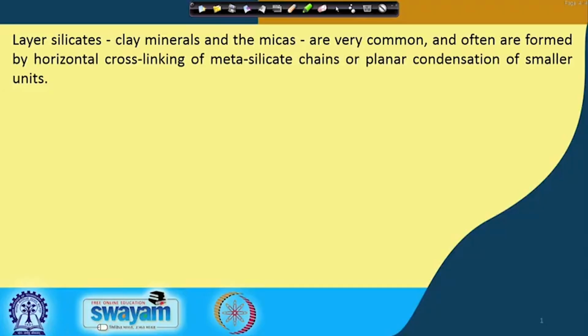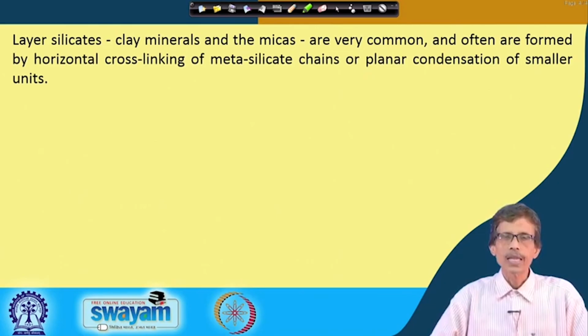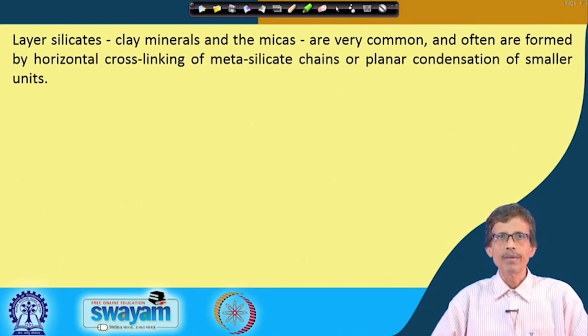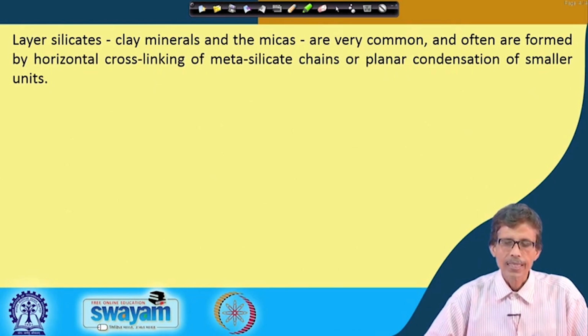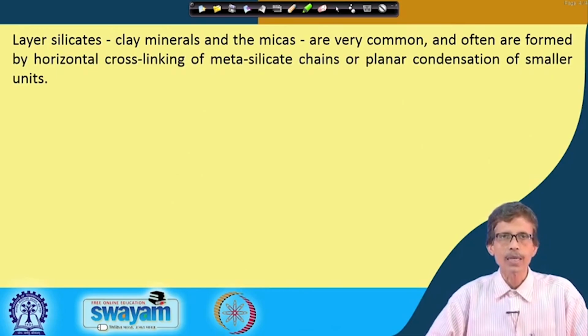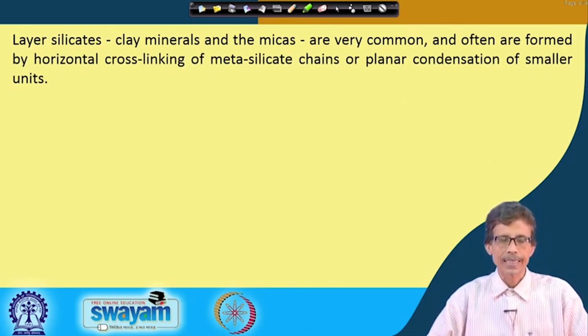If we think, we can also have some silicates. Silicates are well known and readily available in different types of mineral material. One type is the typical layer silicates, comprising your clay minerals and the micas, which we quite often get from natural sources, and they are often formed by horizontal cross-linking of metasilicate chains.